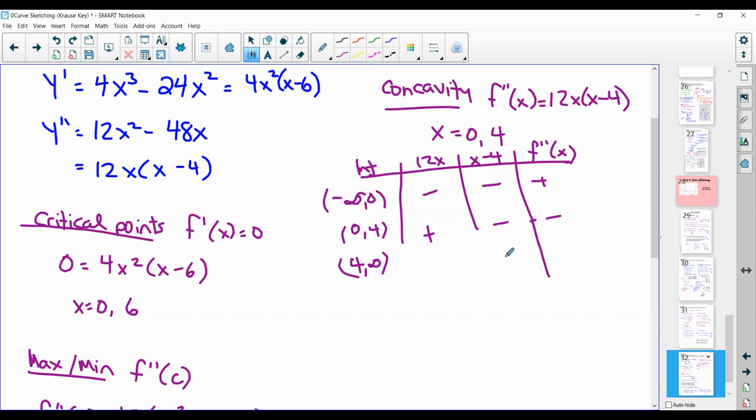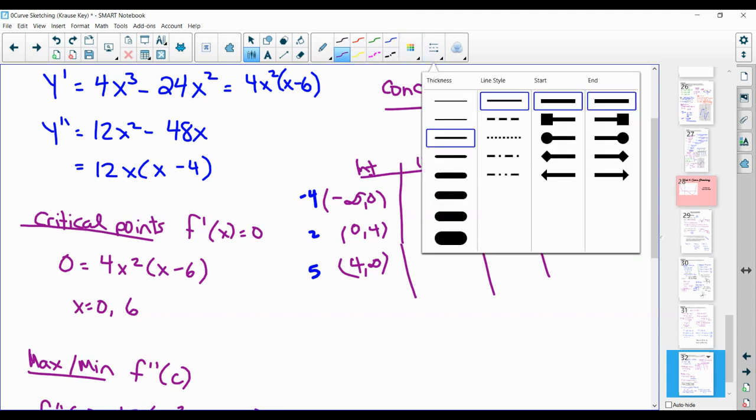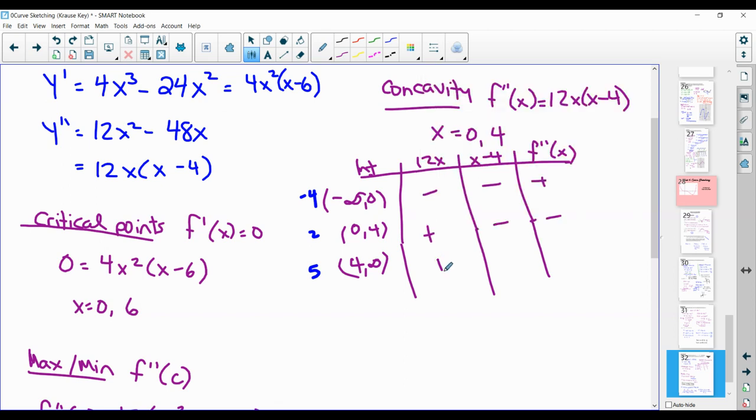You would be using test points. When I did my test points here, I chose negative 4, a test point of 2, and a test point of 5. Again, you're just choosing any test points that fit within those intervals. And for the last one here, we would have positive, positive, and positive. If it helps to visualize as a number line, you can certainly do that.